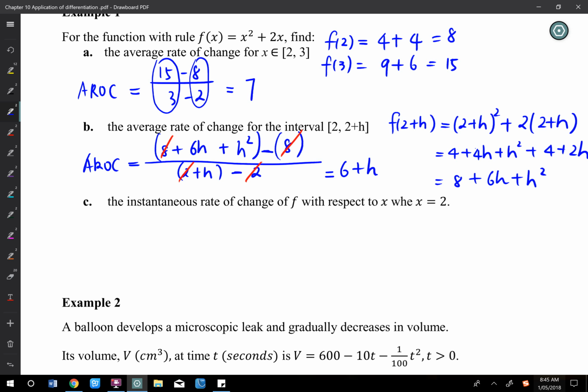Okay, so how can I make that it become a 3? So h equals 1. So I increase 1 unit. So now the rate of change will become 7. It's the same as the previous answer. So that means we get a right answer here.